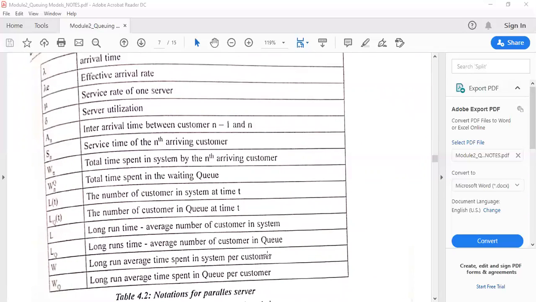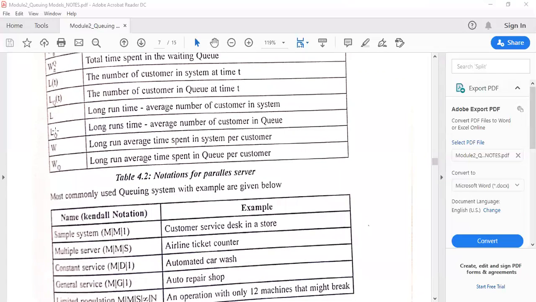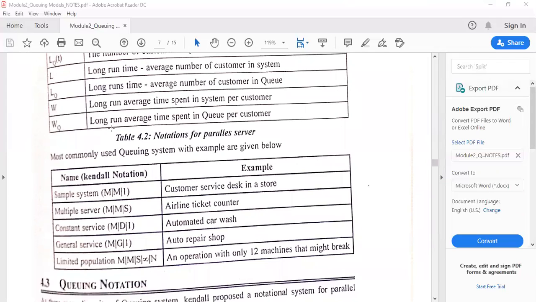You need not remember this, right? You just have to understand. So if I say mu, it is nothing but the service rate of one server. If it is delta, it is server utilization, right? So like this, whenever you see the variables, you should be able to correlate the meaning to this particular table, right? The same way we have some notations for parallel servers, right?